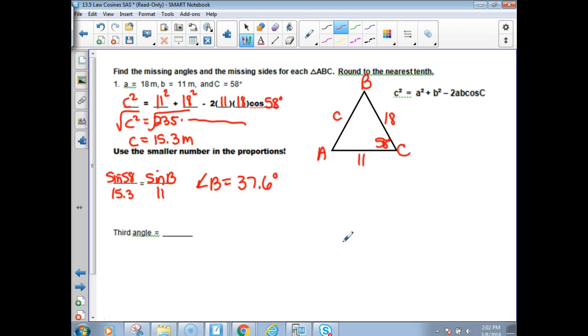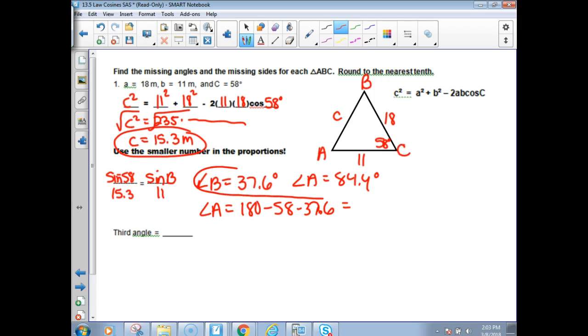How do I find the third angle? Well, that would be angle A. I'm going to ignore those blanks. So angle A would be 180 minus 58 minus 37.6, because I'm using the triangle angle sum theorem to get it. Instead of setting up another sine problem, we can just do that. So what's that give you? Thank you, Caitlin. So angle A, you got 84.4 degrees. And there we go. We solved the triangle. Given 3 parts, we were able to find the other 3 parts. Try another one.